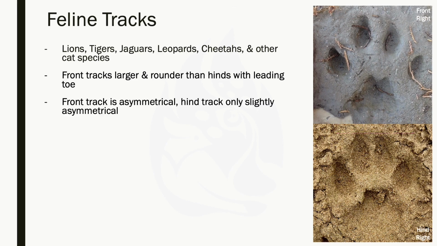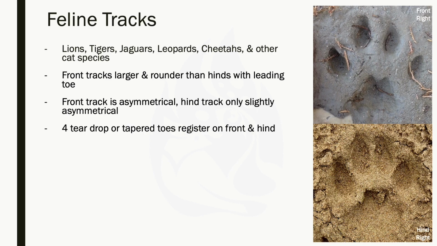Now also, these tracks are considered asymmetrical, particularly the front track, okay? So if I drew a line down the middle of this track, and I look at the left-hand side of the track versus the right-hand side, I would see they're not mirror images. They're not going to match up, okay? The hind track is less asymmetrical if you look at the bottom there and compare it to the front track above, but it's not quite symmetrical, so we still have some slight asymmetry there. And you'll always find this with feline tracks.